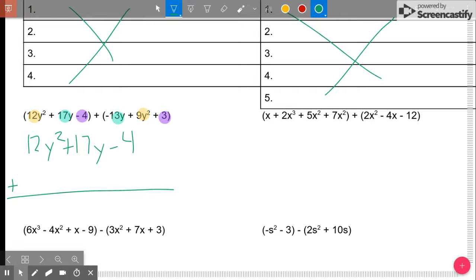So my y squared is going to be under, I'm going to put 9y squared into that. And then I have negative 13y. And then I have plus 3. And then you add 9 plus 12 is going to give you 21. Bring down your y squared.